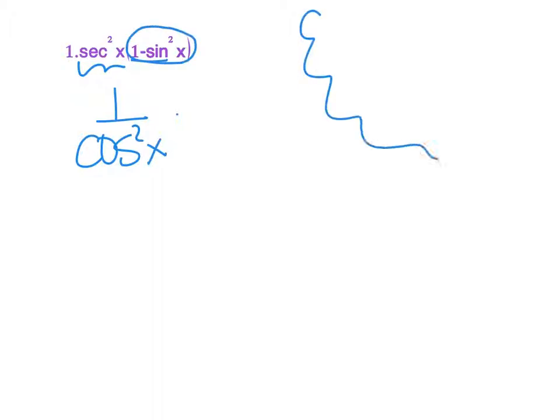Okay, so let's try the first one. So we have secant squared x times 1 minus sine squared. So secant squared is going to be 1 over cosine squared. Again, try to get everything to sines and cosines if you can. And then 1 minus sine squared, if you remember, cosine squared plus sine squared equals 1.